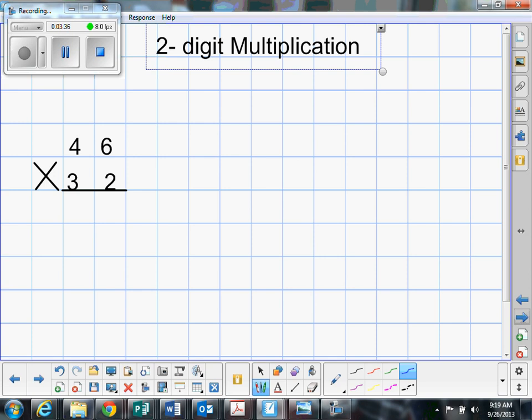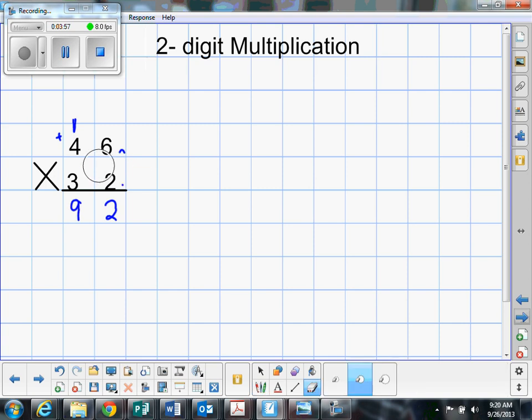All right, we're going to try this question right now using the concepts of what we just learned. So first we go up in the units. 2 times 6 is 12. I put the 2 here. I carry the 1 because the 1's in the tens column. I go across. 2 times 4 is 8. And then you add this 1, which is 9. So we put the 9 there.